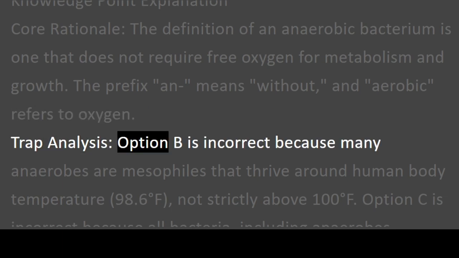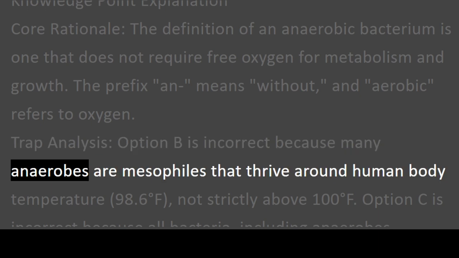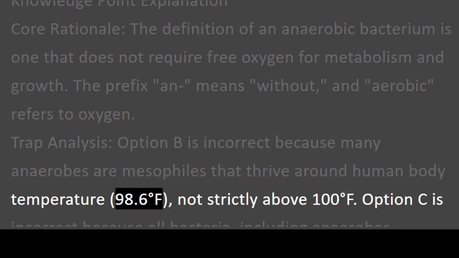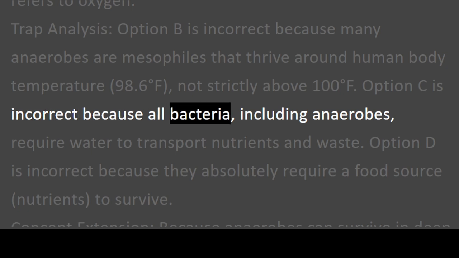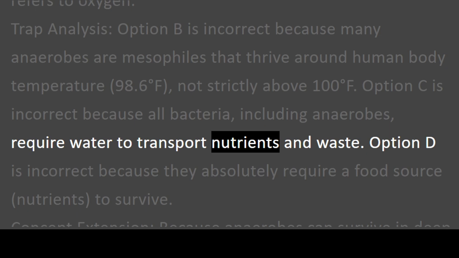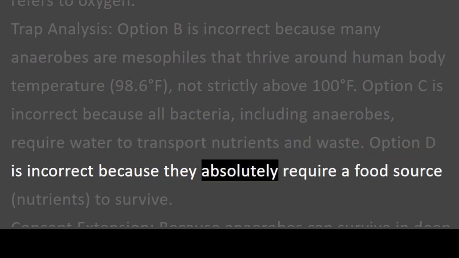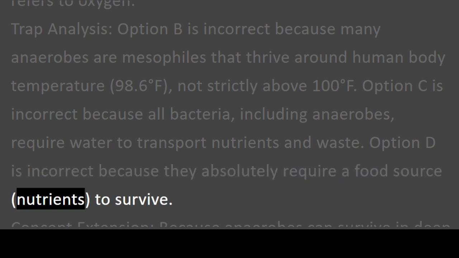Trap analysis. Option B is incorrect because many anaerobes are mesophiles that thrive around human body temperature, 98.6 degrees Fahrenheit, not strictly above 100 degrees Fahrenheit. Option C is incorrect because all bacteria, including anaerobes, require water to transport nutrients and waste. Option D is incorrect because they absolutely require a food source, nutrients, to survive.